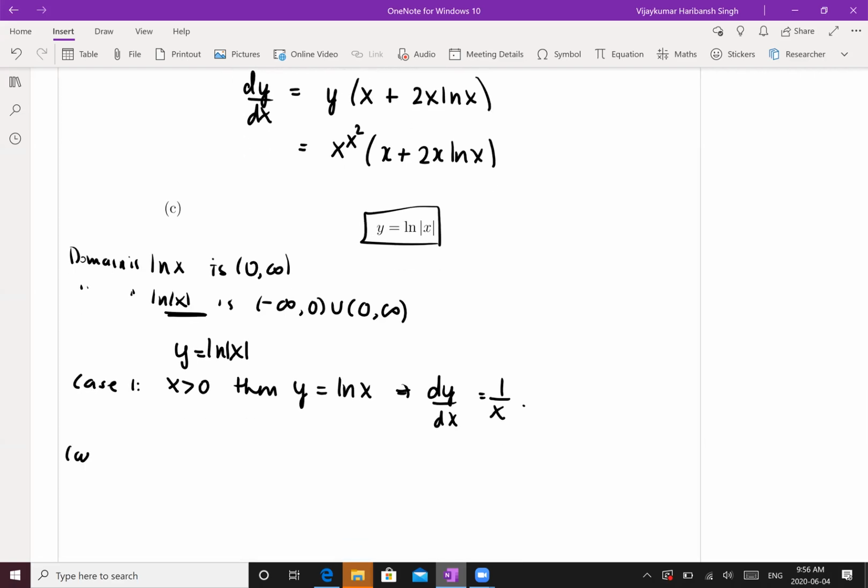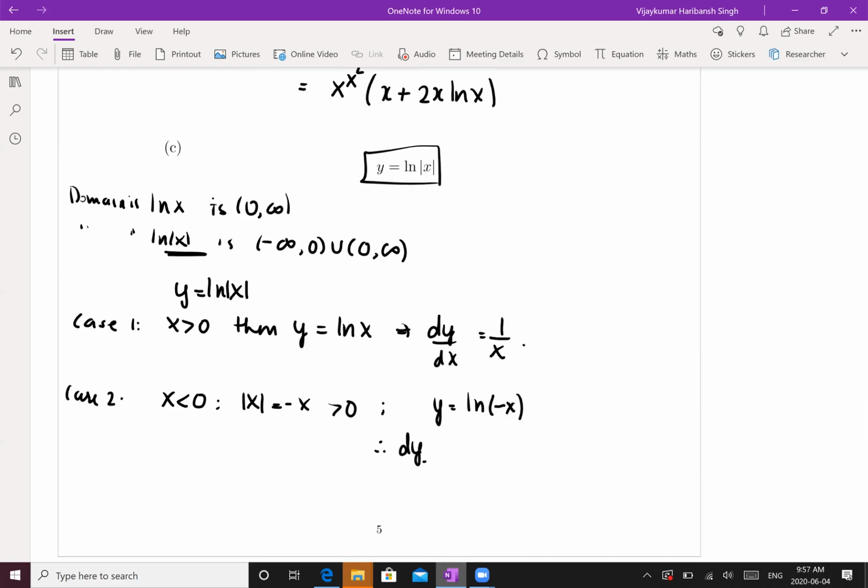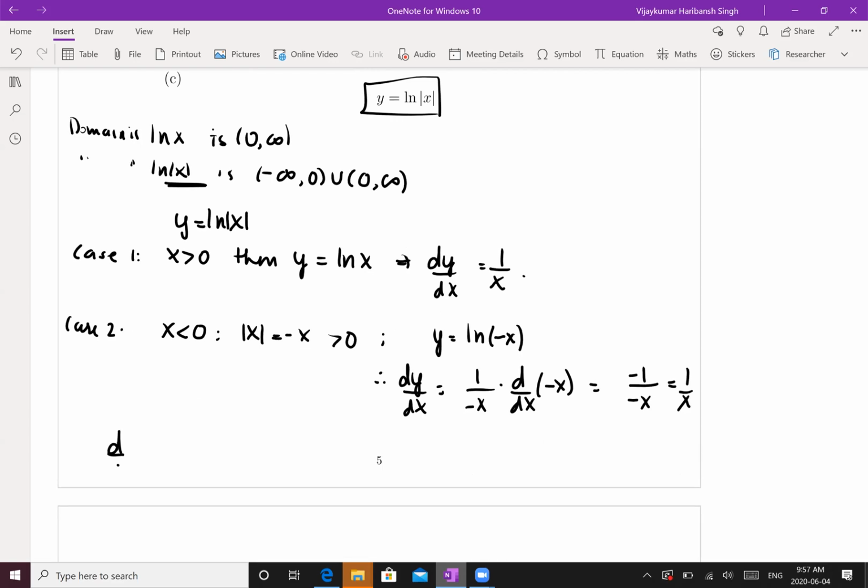Case 2, if x is less than 0, then what do we get? Absolute value of x is minus x. Note that minus x is greater than 0, right? And then you get y equals ln of minus x. So therefore, dy by dx is going to be 1 upon minus x times d by dx of minus x, which is going to be what? Minus 1 upon minus x, which is 1 over x. So in both the cases, you can now generalize that d by dx of ln of absolute value of x is 1 over x.